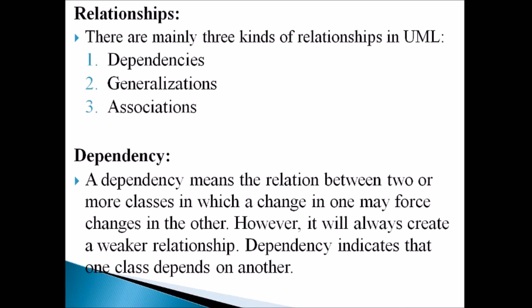Next, let us see the relationships of UML diagram. There are mainly three kinds of relationships in UML. First one, dependencies. Second one, generalizations. Third one, associations.